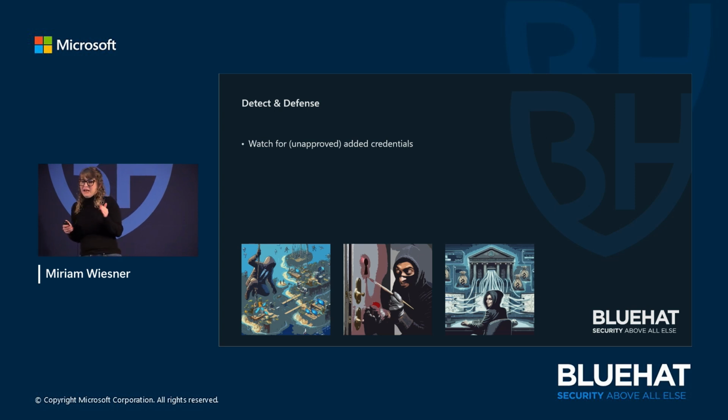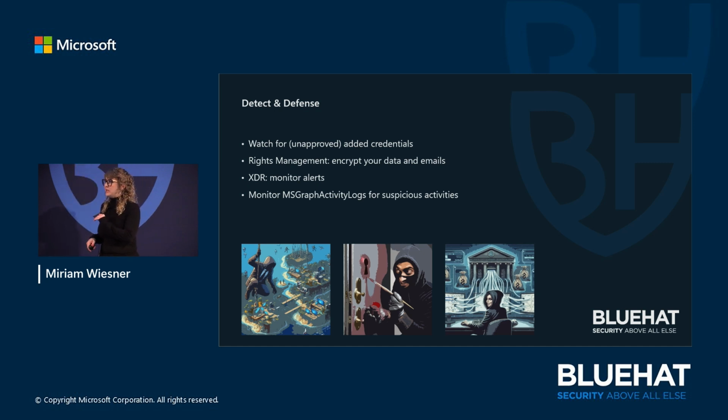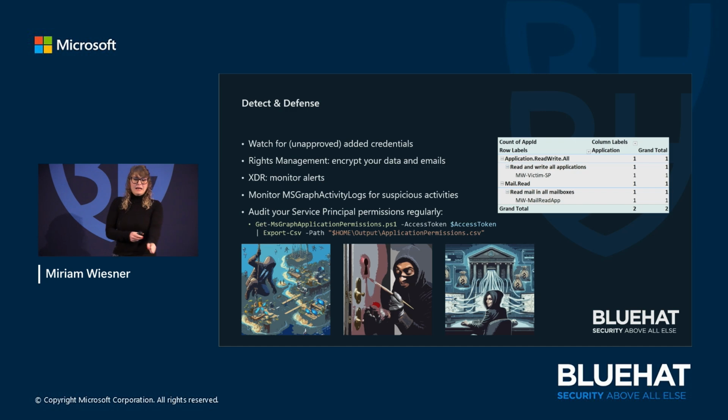Look out if there are any credentials added that you did not approve. Encrypt your emails and your data. We wouldn't have been able to extract the emails otherwise. Monitor the alerts that your XDR is giving you, and also look into the Microsoft Graph activities. So there is this table that Microsoft introduced by the beginning of this year. And to also audit your service principals, you can use the script that you saw earlier.